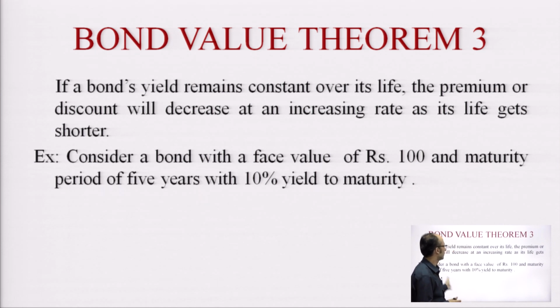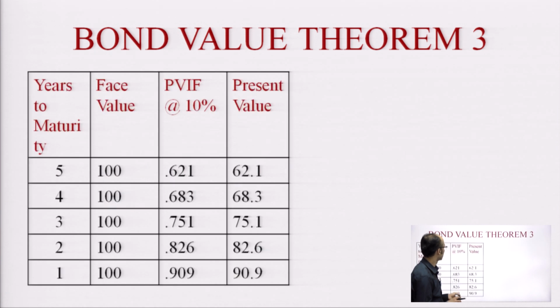Consider a bond with a face value of rupees 100 and a maturity period of 5 years with a yield of 10% yield to maturity. Now to simplify this example, we have already tabulated this in this graph. Now you can clearly see what is written here. Years to maturity, the bond duration was 5 years, the face value of the bond is 100 and the discount factor or the required rate of return or the yield is 10%.